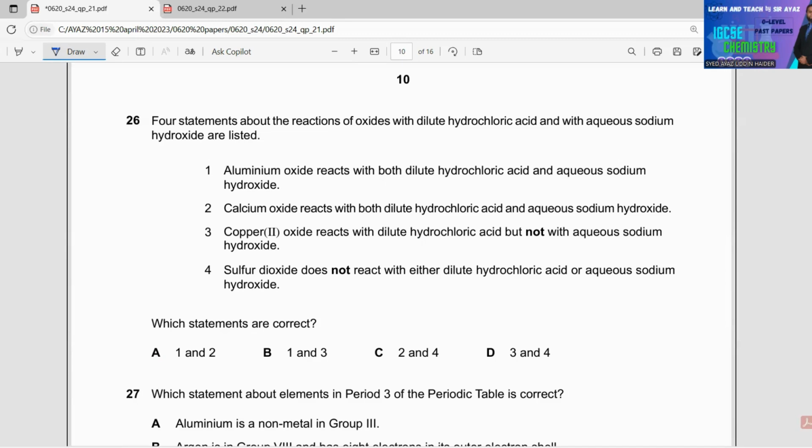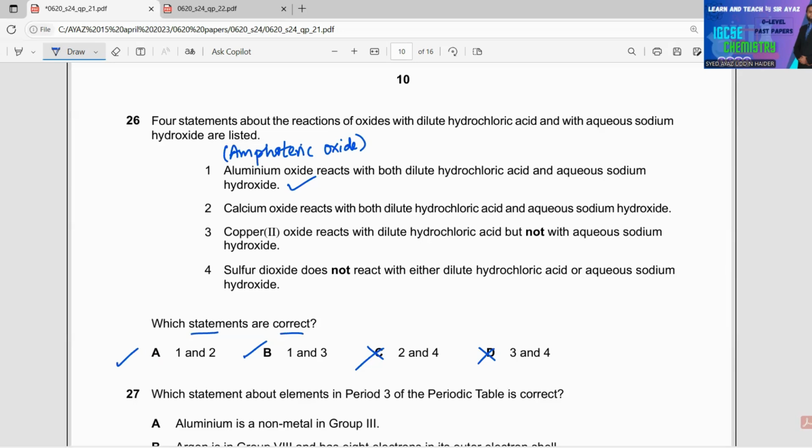Which statements are correct? Now look at the first statement. Aluminum oxide, will it react with both hydrochloric acid and aqueous sodium hydroxide? Yes, because it's amphoteric. Amphoteric oxides are those oxides which react with both acid and base or alkali. This statement is correct. So either A is correct or B is correct. Both C and D are incorrect. Now I have narrowed down the choices. Let's check the other responses.